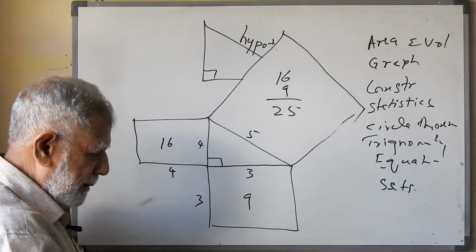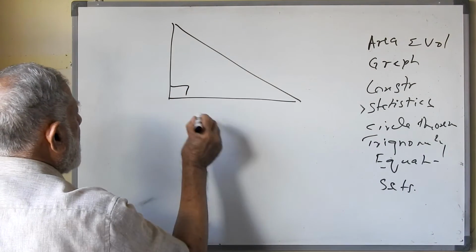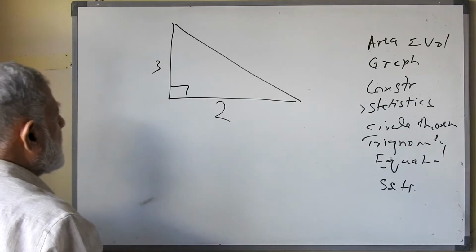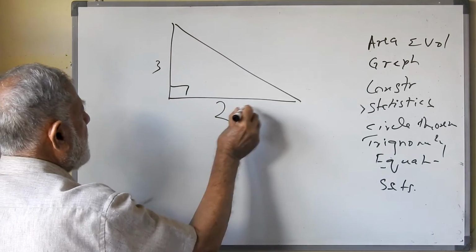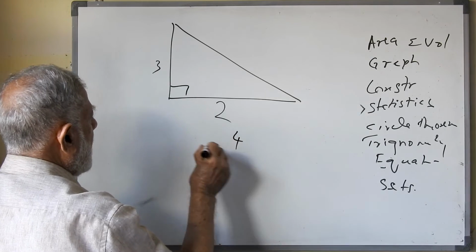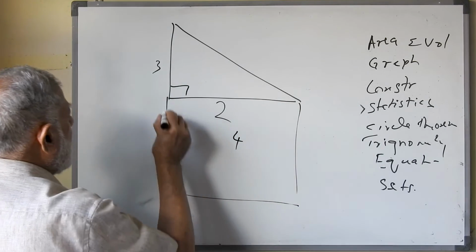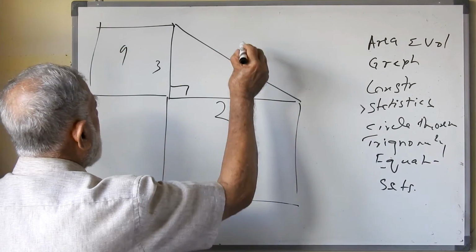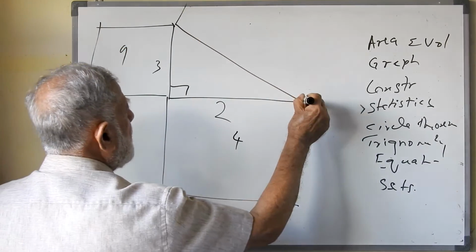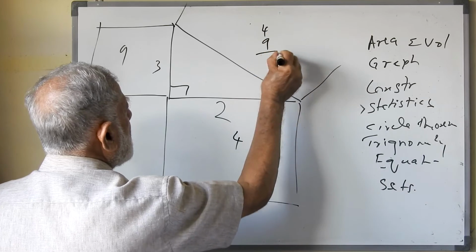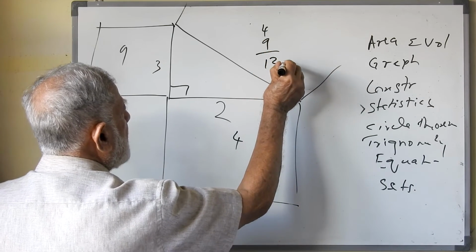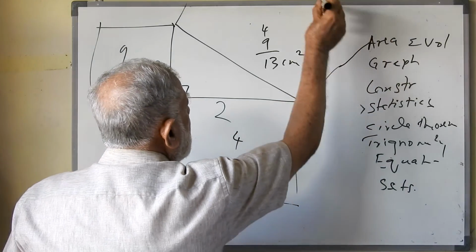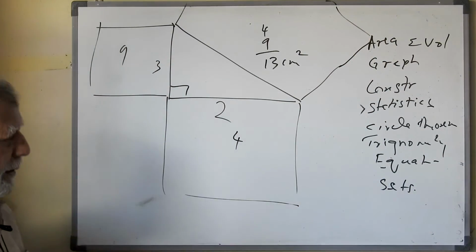So we'll take a few more examples like that. Look at this triangle. Here one side we'll say is 2, another side is 3. The area of this square will be 2 into 2, 4, and the area of this will be 9. So the area of the square on the hypotenuse will be 4 plus 9, that is equal to 13 centimeters squared.